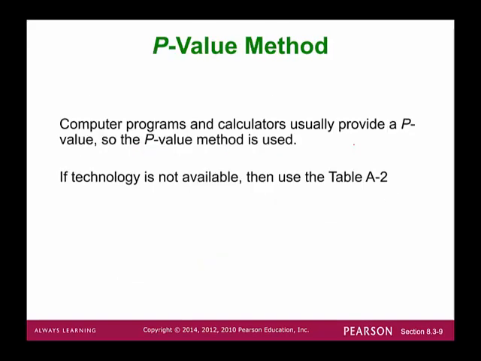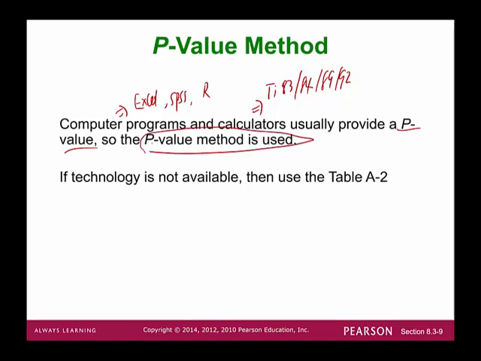You can also use computer programs like Excel, SPSS, and calculators like the TI-83, 84, or 89, which provide a p-value. So the p-value method is more convenient. If the technology is not available, then use table A2.